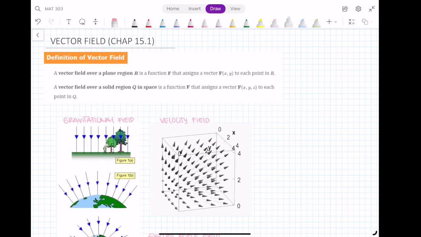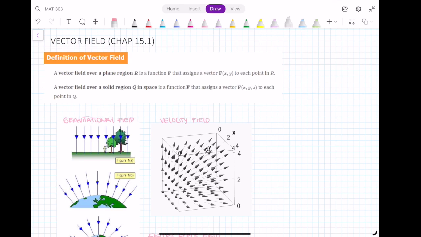A vector field over a plane region R is a function f that assigns a vector f of x and y to each point in R. A vector field over a solid region Q in space is a function f that assigns a vector f of x, y, and z to each point in Q.